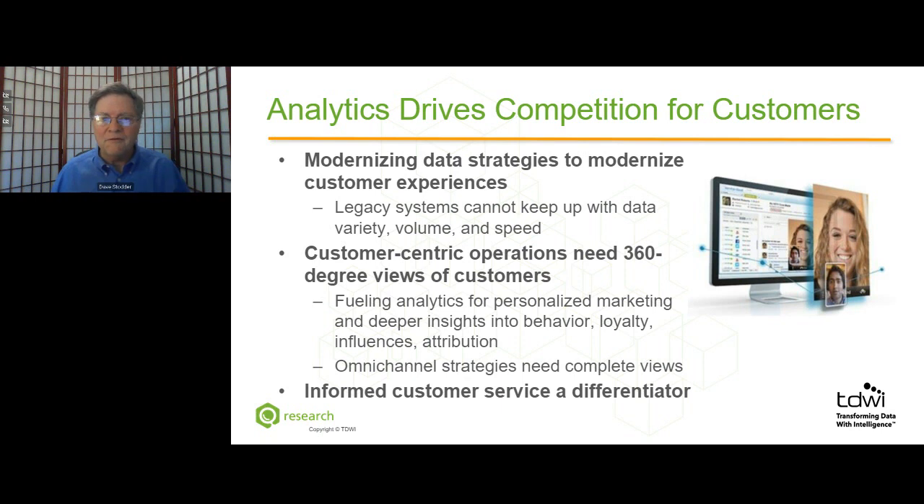So this is what is fueling analytics for personalized marketing, to gain deeper insights into customer behavior so you can look at trends and patterns there in segments and with individual customers, understanding loyalty and how to build higher loyalty for the most valuable customers. What is influencing customers and what are the attributions? How effective are your marketing campaigns and your messaging to drive buying opportunities?